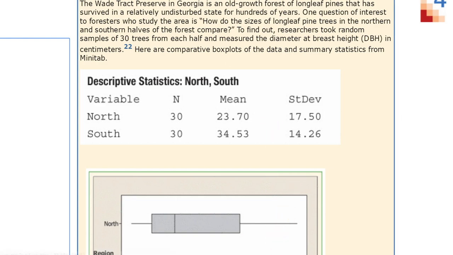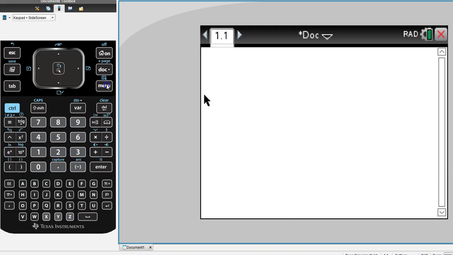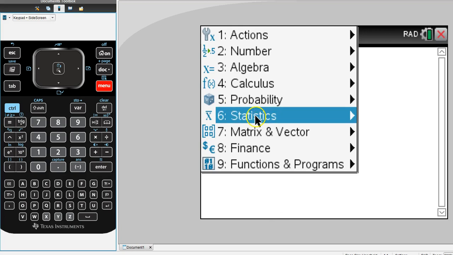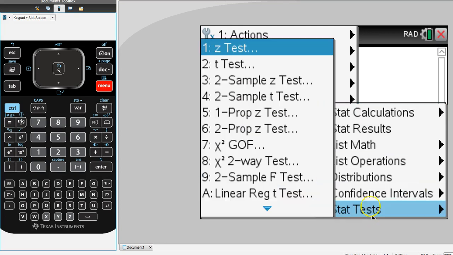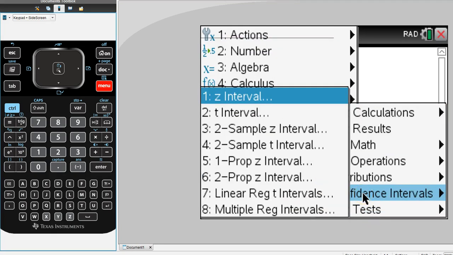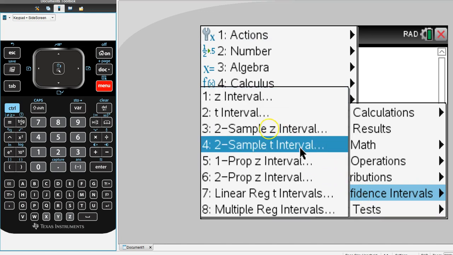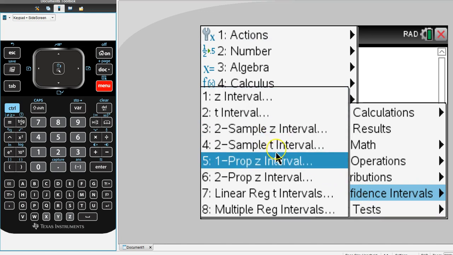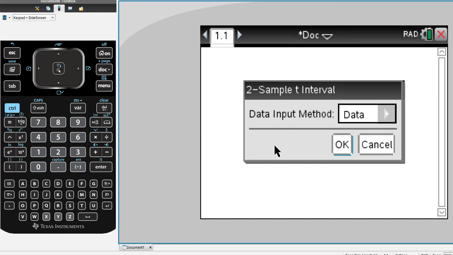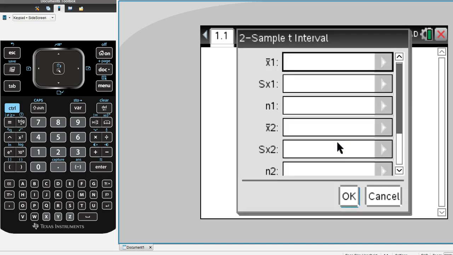So going to the calculator, we're going to go to Menu, Statistics, and Confidence Intervals, and we are going to do a 2-sample t-interval. We're not using data input; we would use data input if we had 2 lists of data, but we don't. So we're using statistics for our input now. We just have statistics about the data.